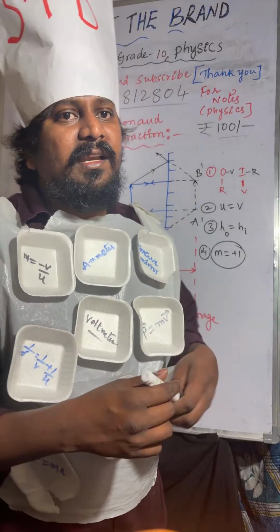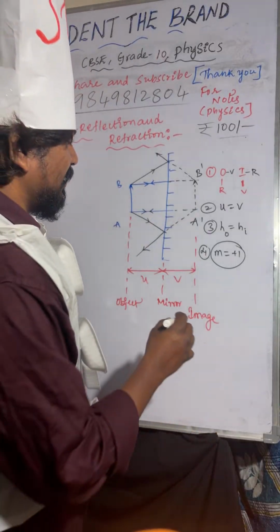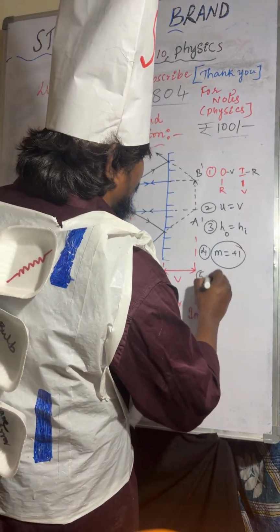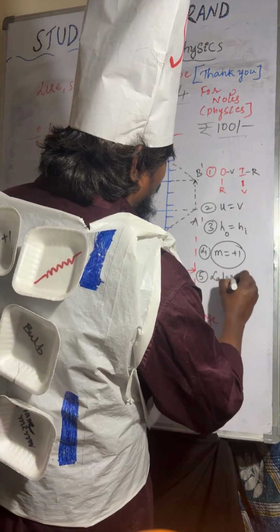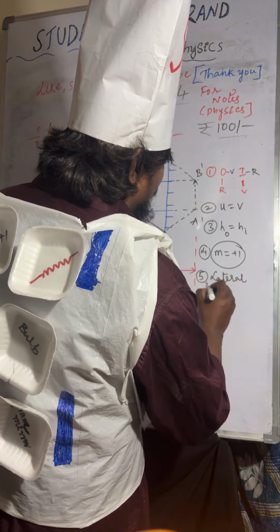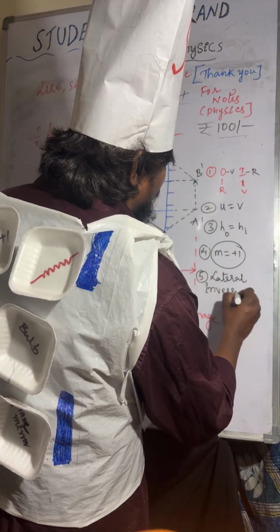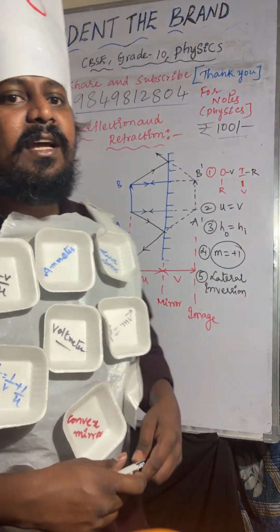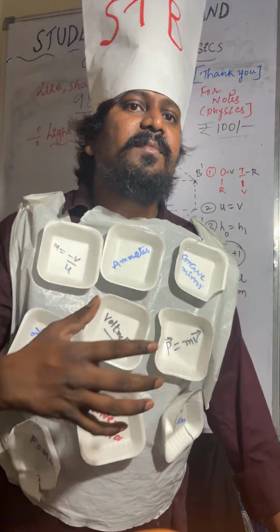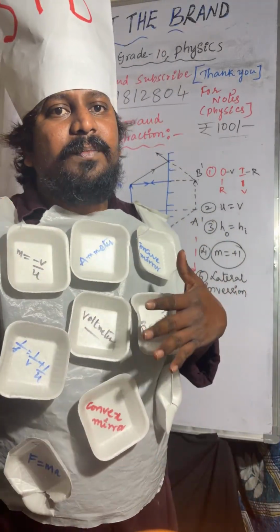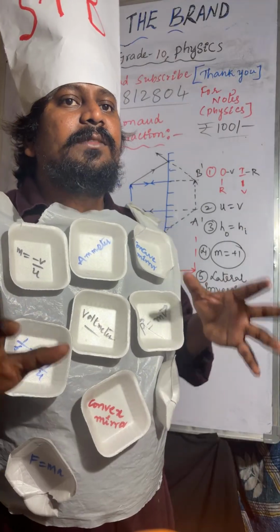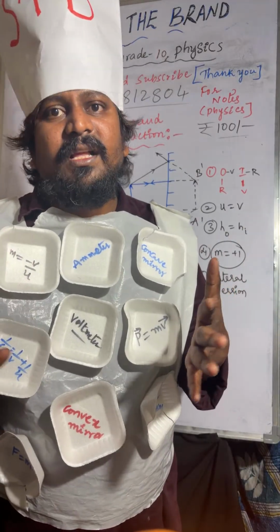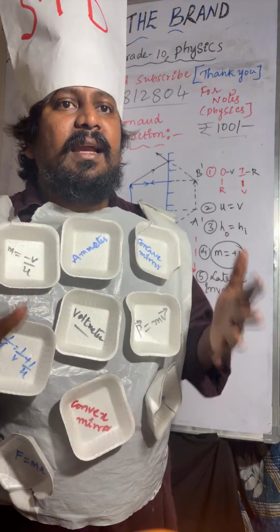So what is lateral inversion? Lateral inversion is the phenomenon in which the right side of the object appears to be the left side of the image, and the left side of the object appears to be the right side of the image. This mirror image is called lateral inversion.